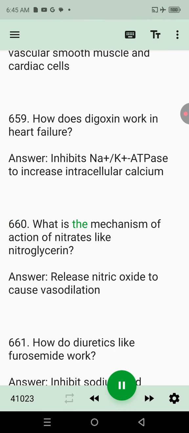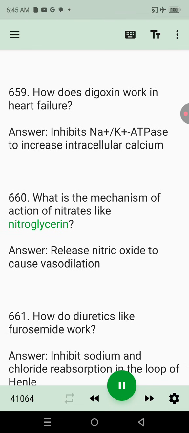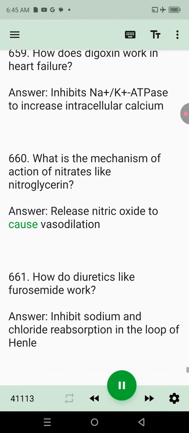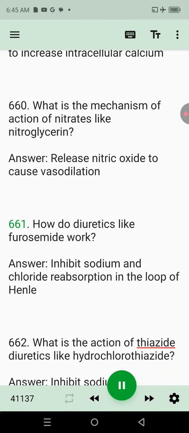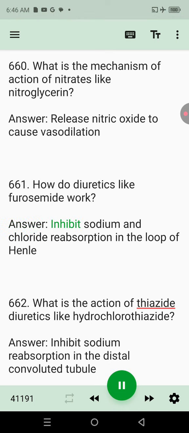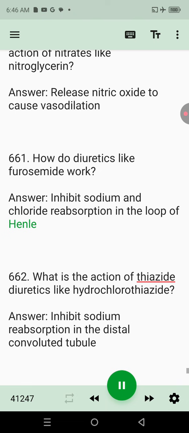660. What is the mechanism of action of nitrates like nitroglycerin? Answer. Release nitric oxide to cause vasodilation. 661. How do diuretics like furosemide work? Answer. Inhibit sodium and chloride reabsorption in the loop of Henle.